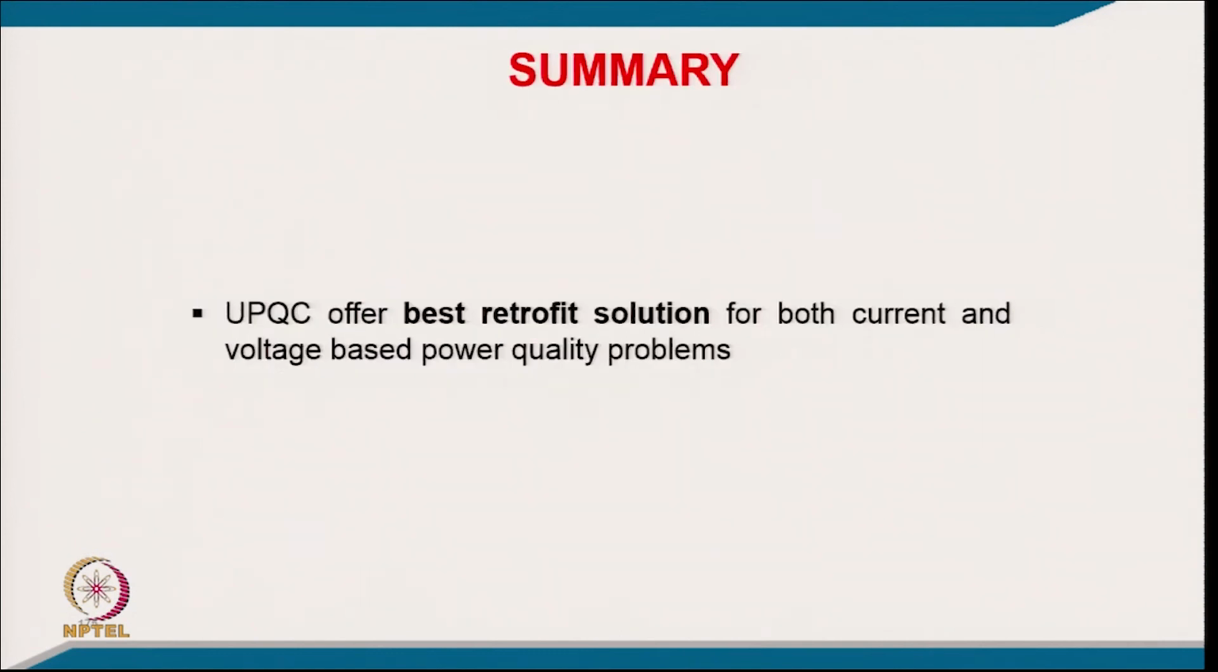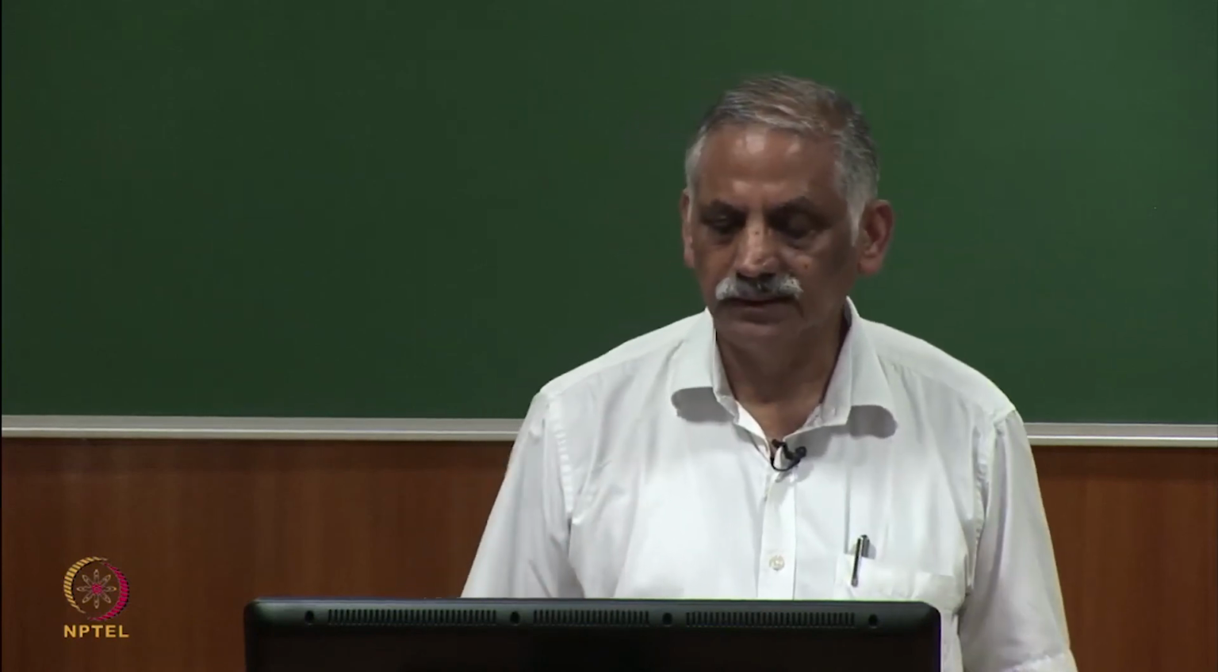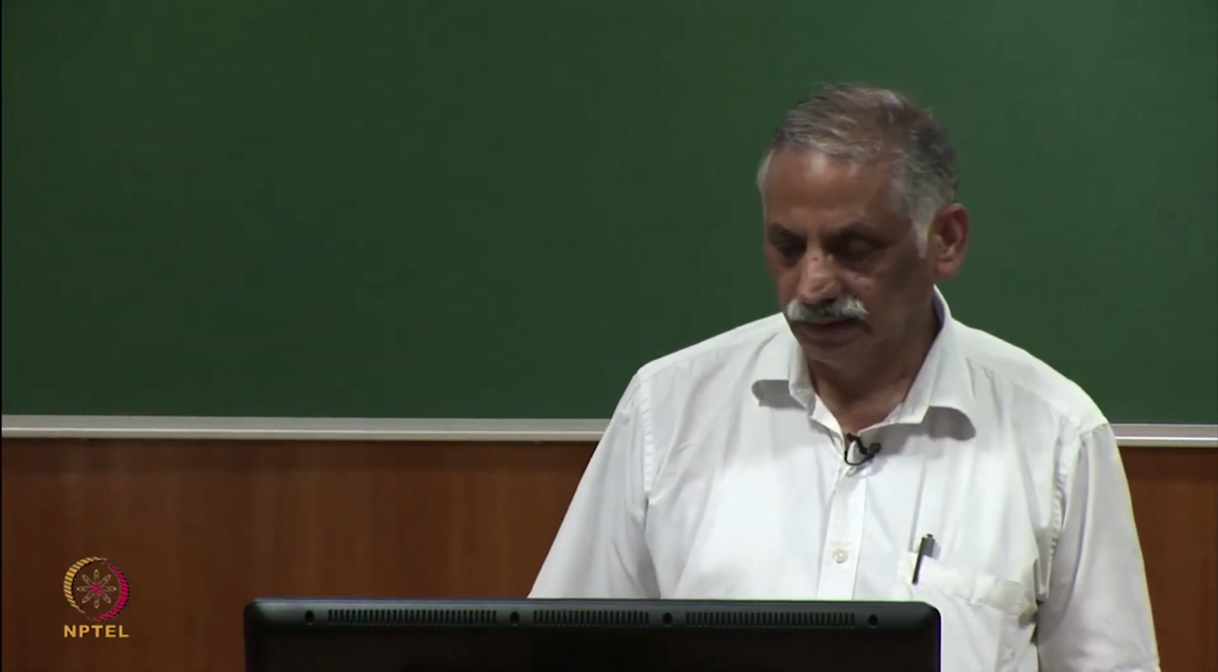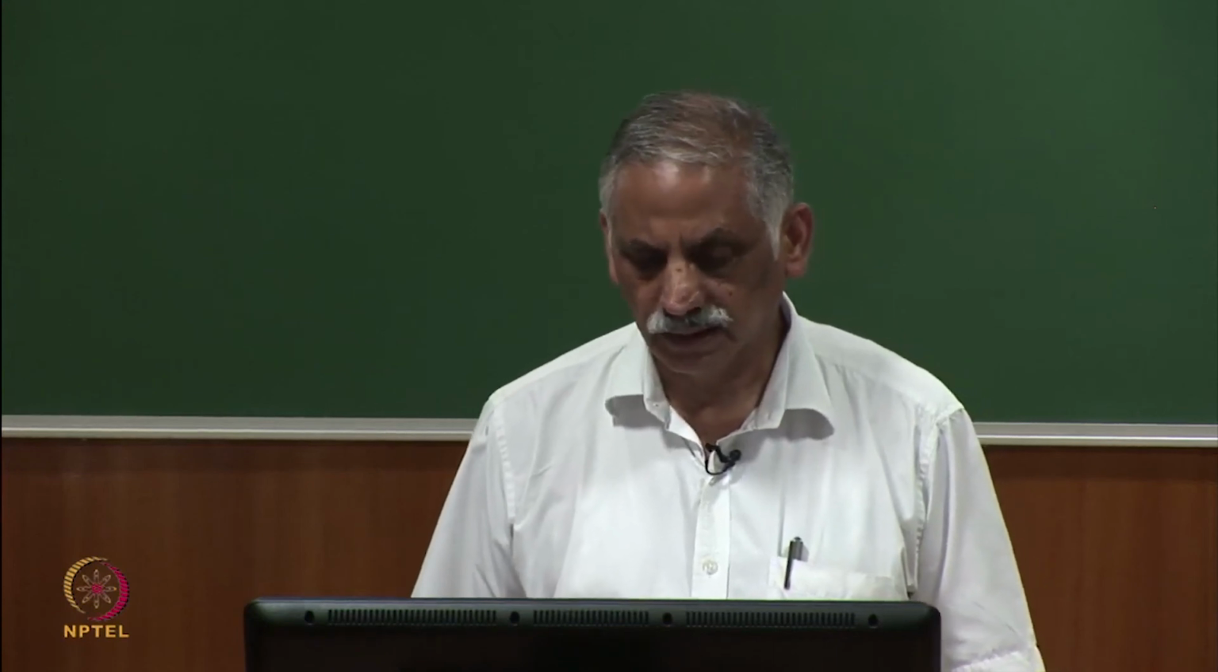So, with this we would like to summarize that UPQC offers the best retrofit solution for both current and voltage based power quality problems. It is able to compensate voltage sags well, especially the voltage based compensation as well as current based compensation, and we have seen a variety of numerical problems. The rating differs with the configuration of the placing, whether you are putting dStatCom on the load side or on the grid side, but the preferred configuration is certainly putting the dStatCom on the load side. I mean that we have concluded, and it is able to compensate, and we have to use the right control with the UPQC.